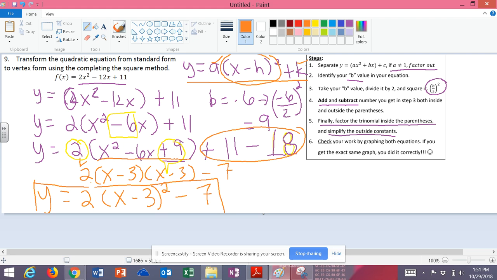It's really easy to check your work here. Graph the original equation, then graph your new equation. It's just a different form, so they should be exactly the same on the graph. They just have a different type of equation.